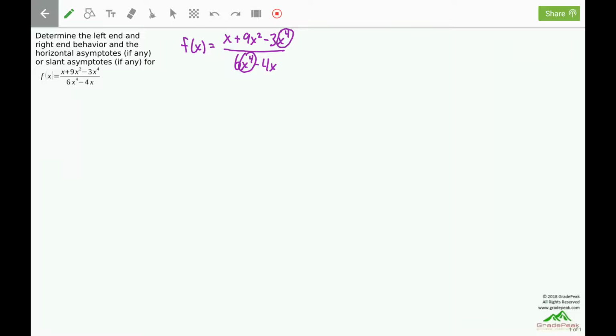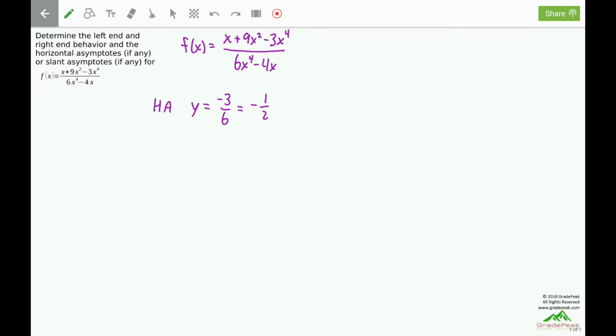The highest power in the numerator is less than or equal to the highest power in the denominator. This will have a horizontal asymptote. The highest power in the numerator exactly equals the highest power in the denominator. So the horizontal asymptote will be y equals the ratio of the coefficients of the highest power terms, negative 3 over 6. These can be reduced by a 3, and it will have a horizontal asymptote of y equals negative 1/2.